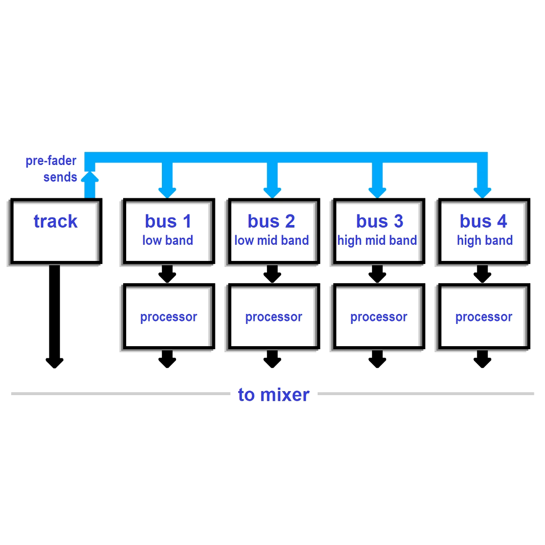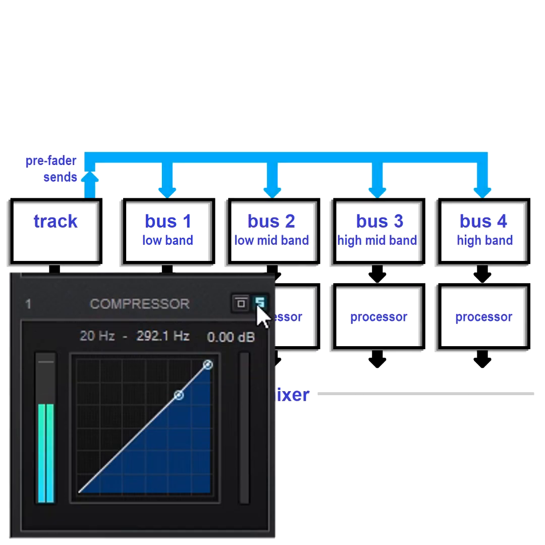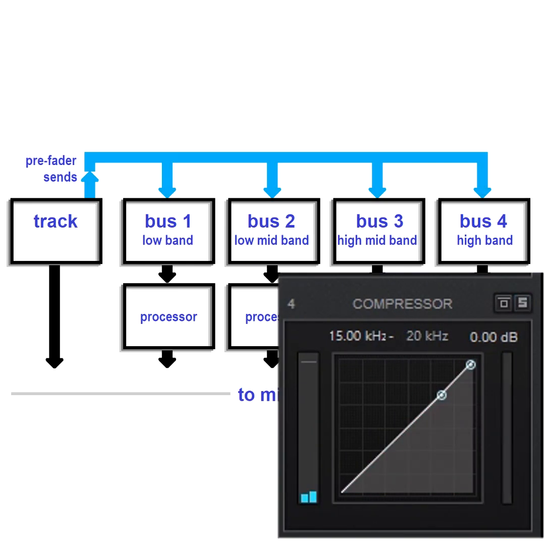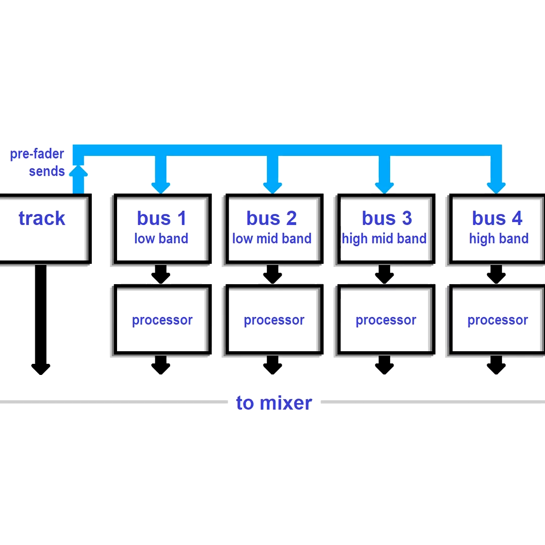For example, solo the lows in one bus, the low mids in another, the high mids in another, and the highs in the remaining bus. Now you can process each band individually.